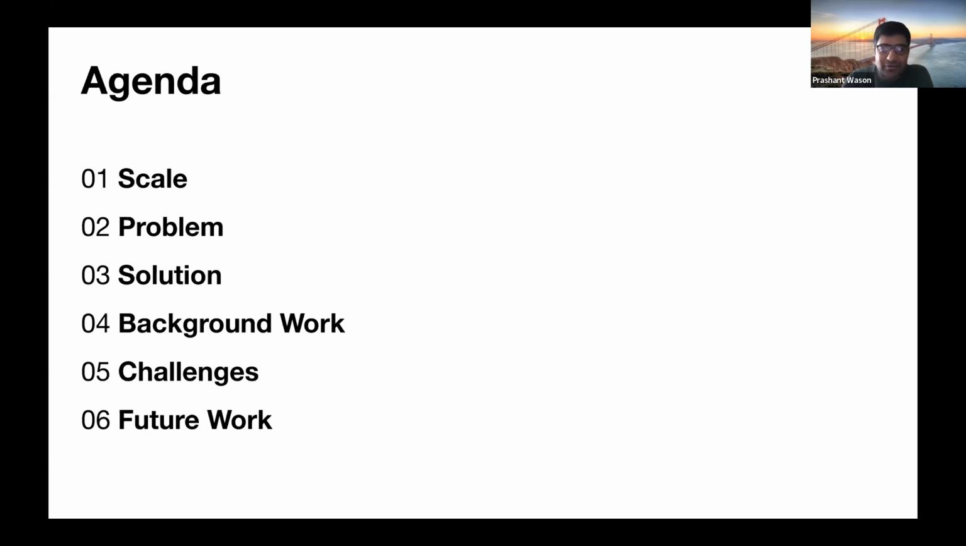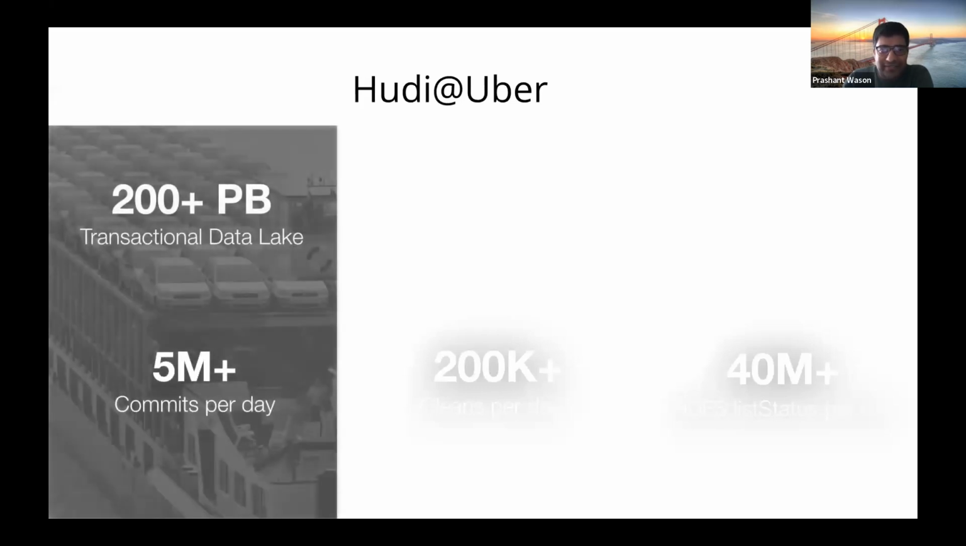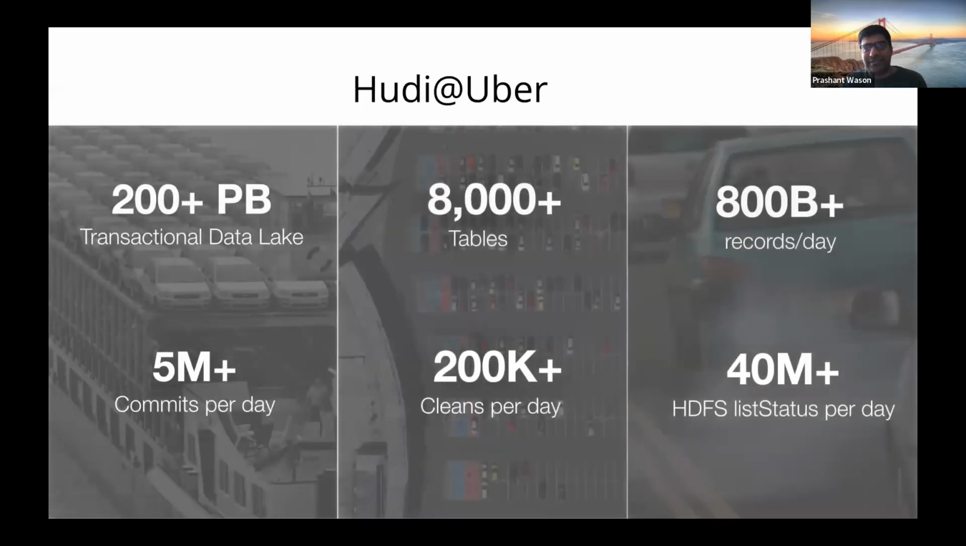And finally, I'll cover some challenges which we faced and some of the work we are continuing along this direction. So at Uber, we have a very, very large scale for Hudi, probably among the largest in the world. We have around 8,000 tables in production right now. These are the supported tables. A lot of other teams work with more tables which are experimental in nature. Around these 8,000 tables, we have 5 million Hudi data commits per day. And we are performing around 200,000 plus cleans per day on all these data sets.